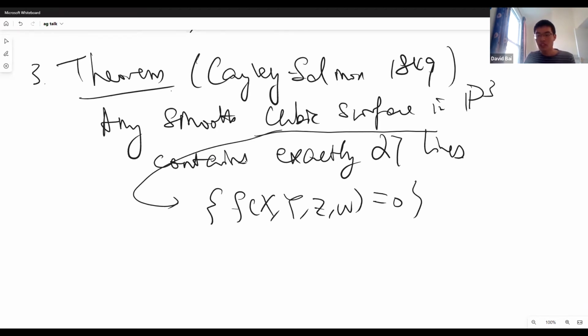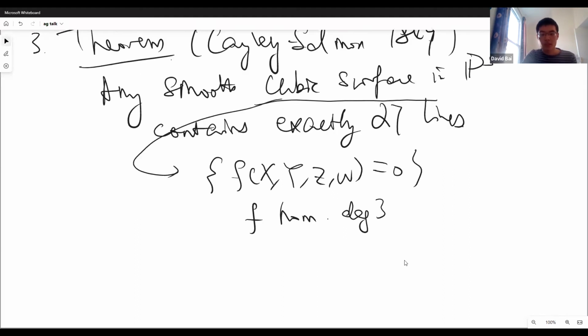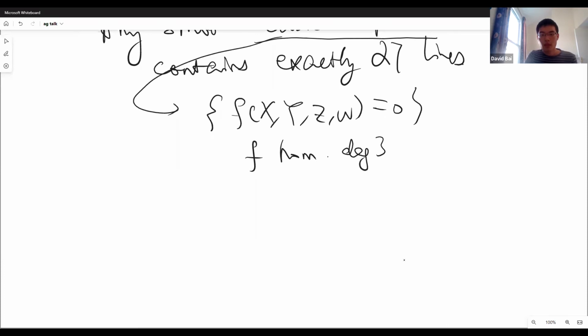The solution of this equation where f has degree 3. F is homogeneous of degree 3. So an example of this would be maybe x cubed plus y cubed plus z cubed plus w cubed equals 0. So this will be my f.